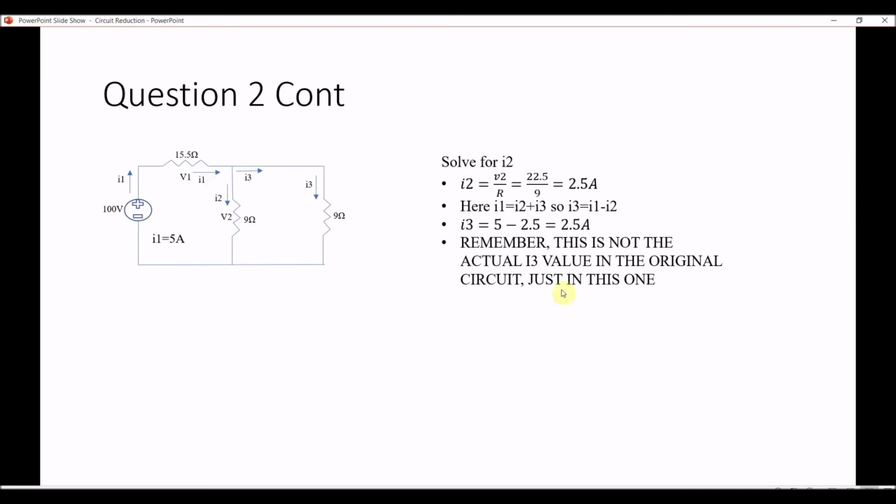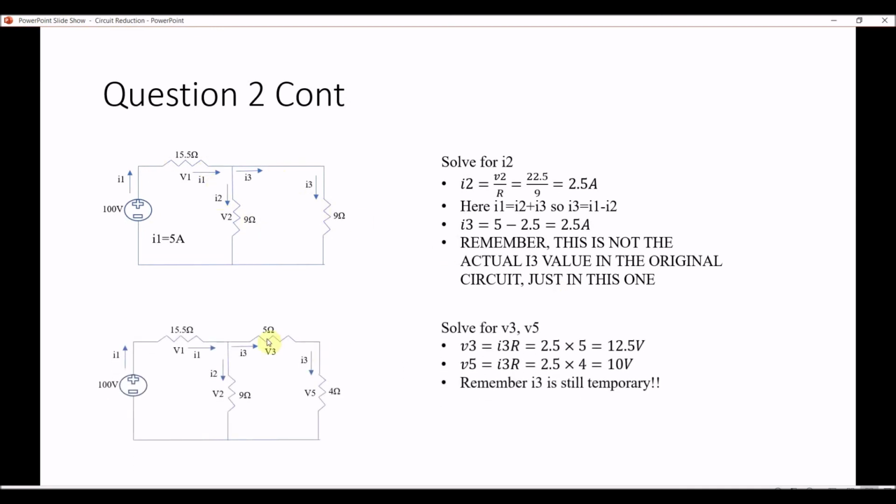Once again, this is just the previous one, and we're going to go to the previous step before this when we were doing circuit reduction. So as you can see, there's still just I1, I2, I3, so I3 is still 2.5, but remember, just for now it's 2.5. So we're going to solve for V3 and V5. We're just simply using Ohm's law with I3 and the resistances. So we get 12.5 volts here and 10 volts here. As you can see, 2.5 times 5 is 12.5, 2.5 times 4 is 10. Remember, I3 is still temporary, but still not wrong for this circuit.